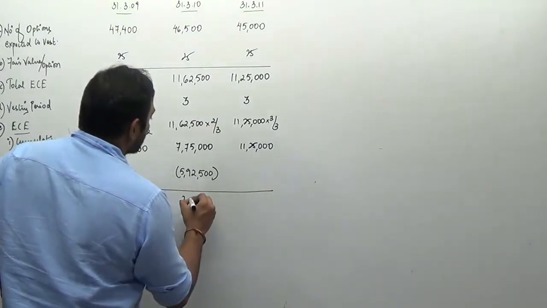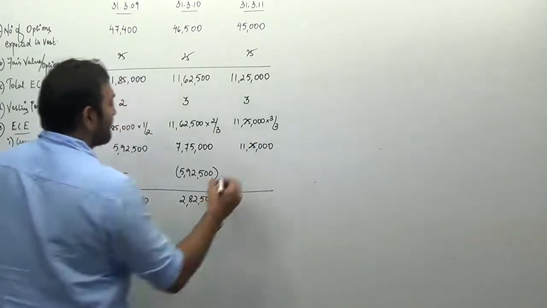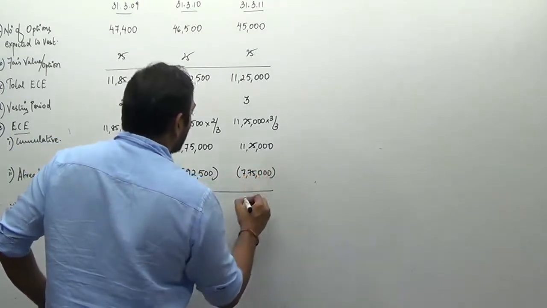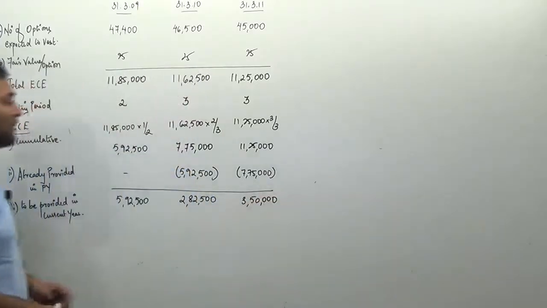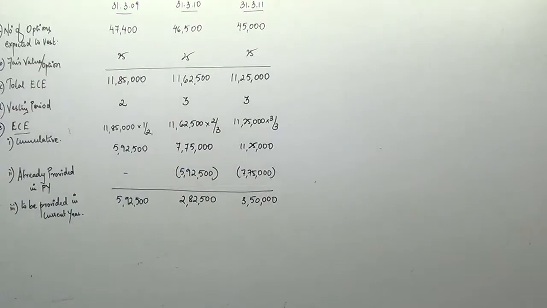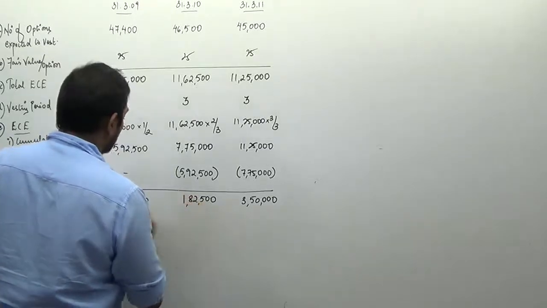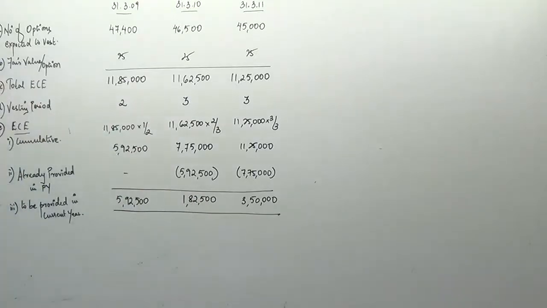This is 2,82,500. Seven lakh 75 already provided, so 3,50,000 to be provided. That is all he asked. What is the expense to be provided each year? 182,500. I'm sorry, this is 182,500. And that is your final answer.